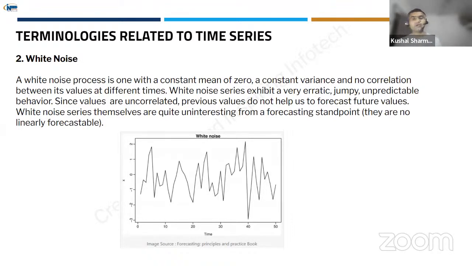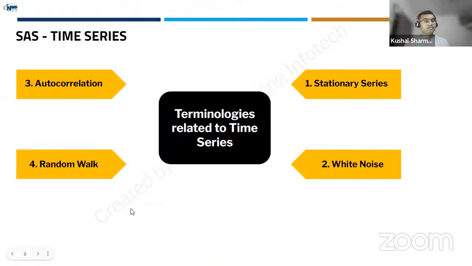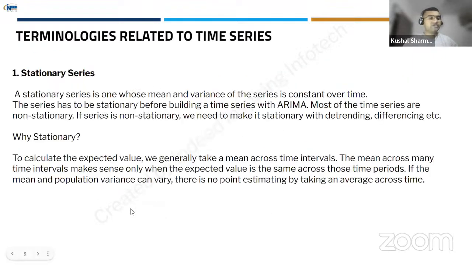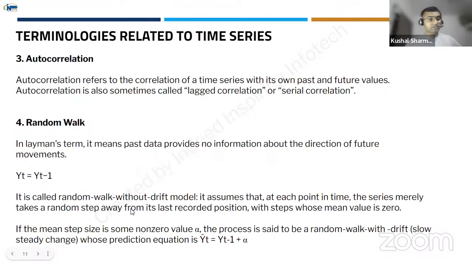A white noise series exhibits very erratic, jumpy, and unpredictable behavior since values are uncorrelated. Previous values do not help us to forecast future values. White noise series themselves are quite uninteresting from a forecasting standpoint. They are not linearly forecastable. Remember even these terminologies, okay, we may have some MCQs related to them as well.